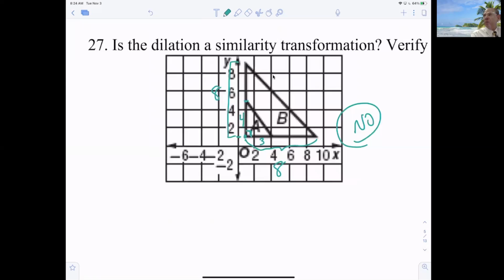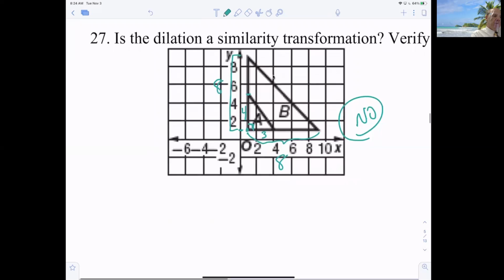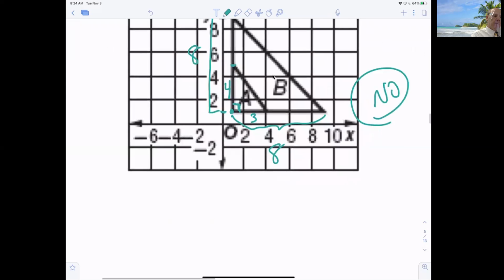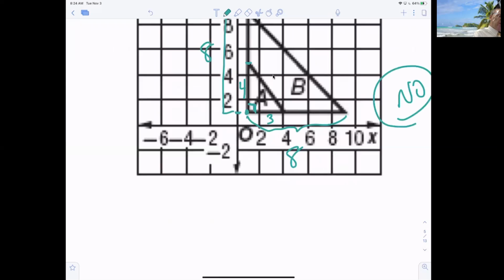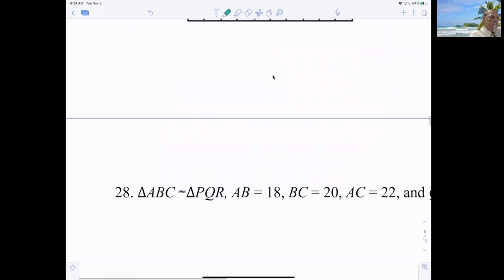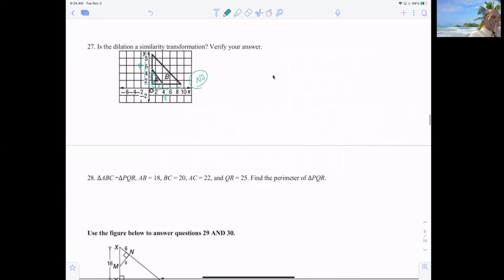Anybody have any issues with 27? I thought that was a good one, because it kind of looks correct, doesn't it? It looks like it should be. Now, if it was here, I see it now. If it was there to there, then we would be good, right? I think so. All right, hopefully people feel good about that. Next page.